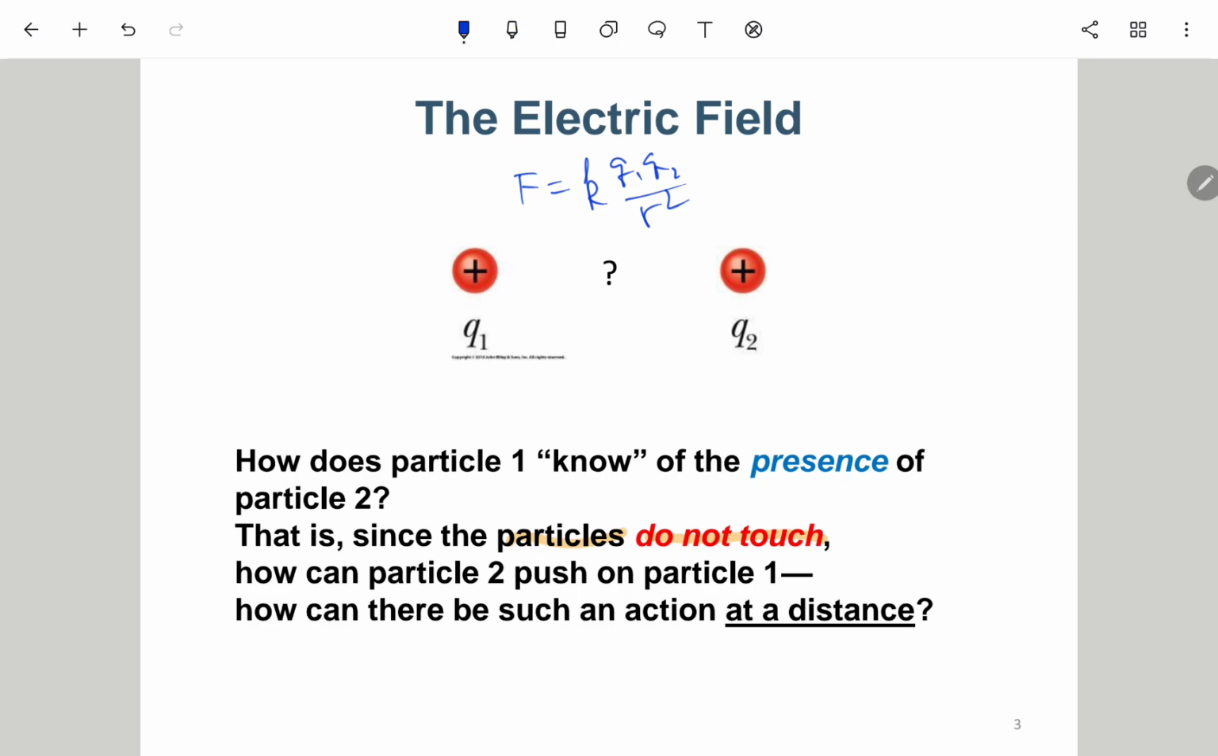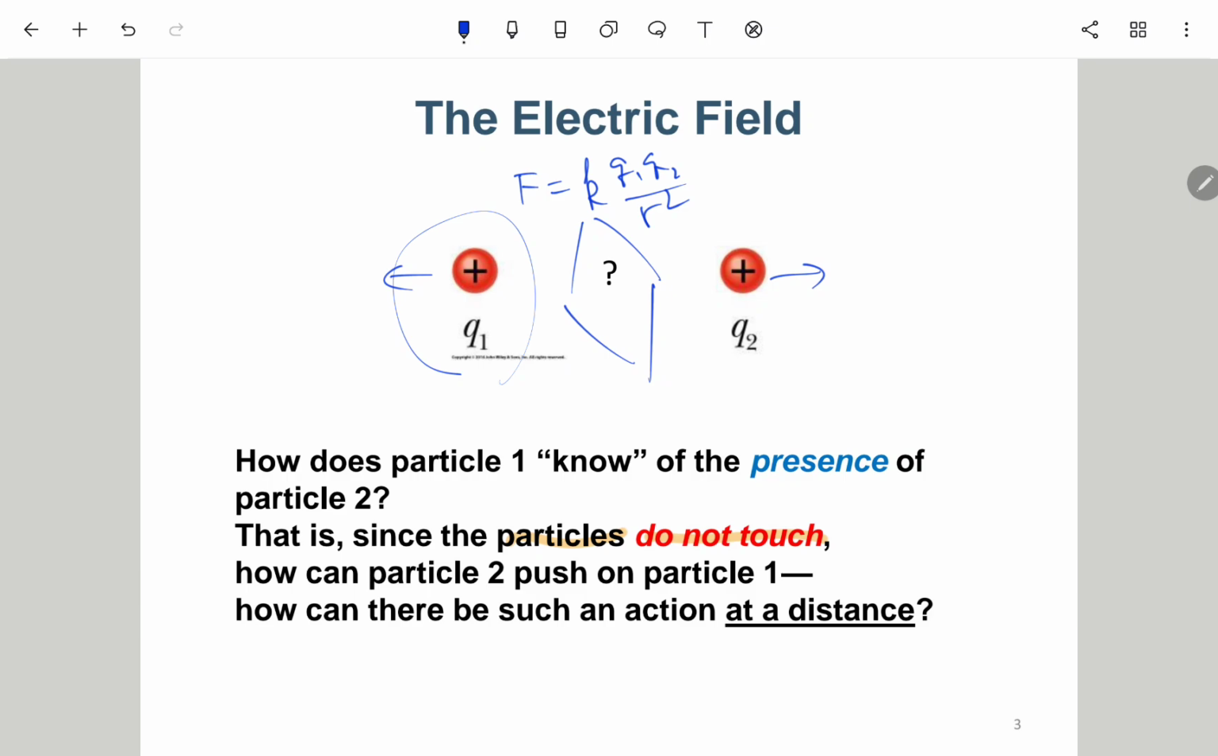Okay, so in this figure they are all positive charges, so there will be repelling forces acting on each of them. How does Q1 know the existence of Q2? If we put a paper in between them, the forces are still there. So how does Q1 know the existence of Q2, so that there will be a force acting on Q1, and vice versa?